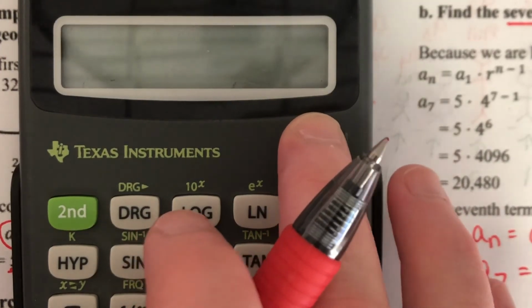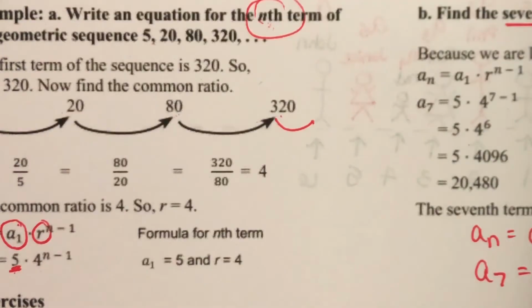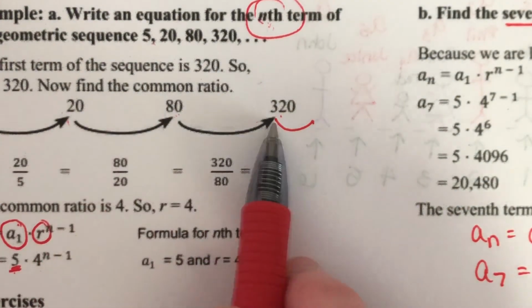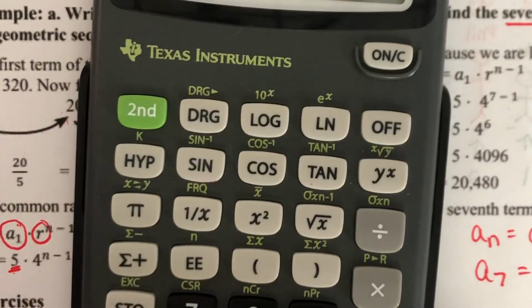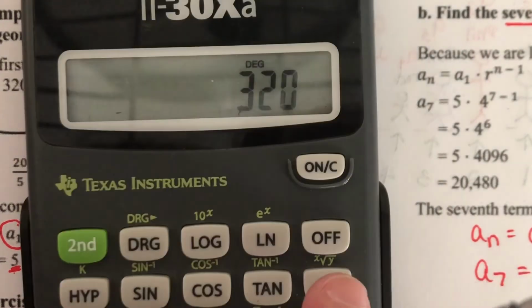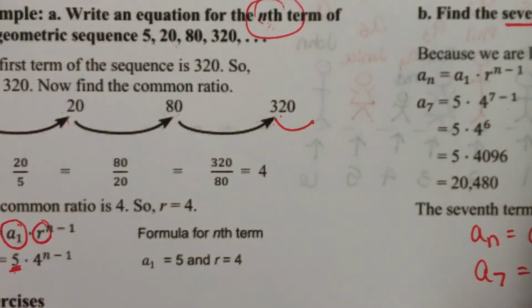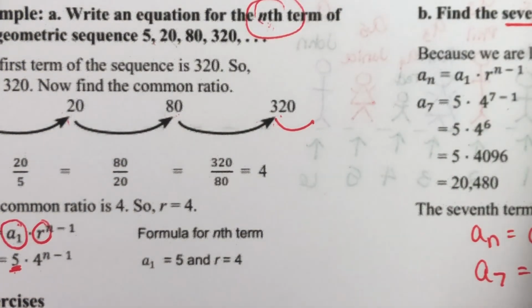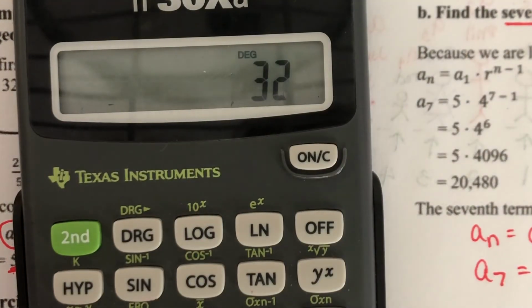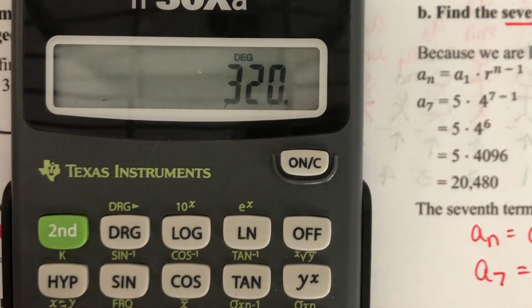Hang on. 1, 2, 3. 4th number in the sequence is 320. 5th number, 6th number. Okay, there we go. That's the 6th number in the sequence. Oh, I'm multiplying by 2. Just kidding. 320 is the fourth number, times 4, that's the fifth number.